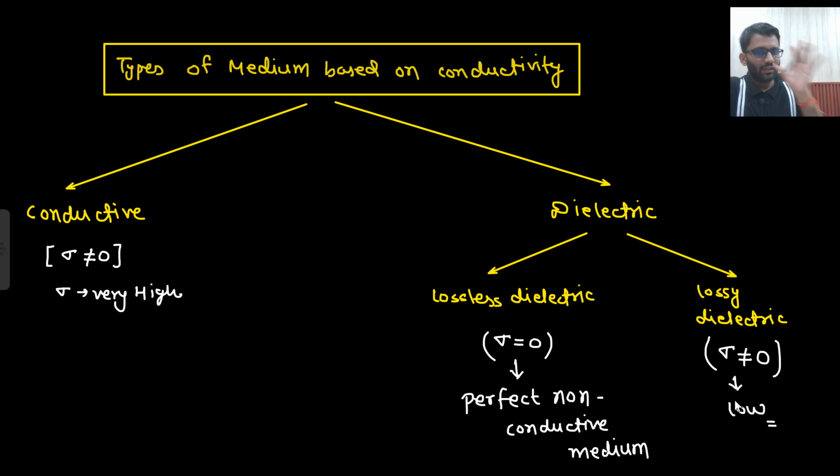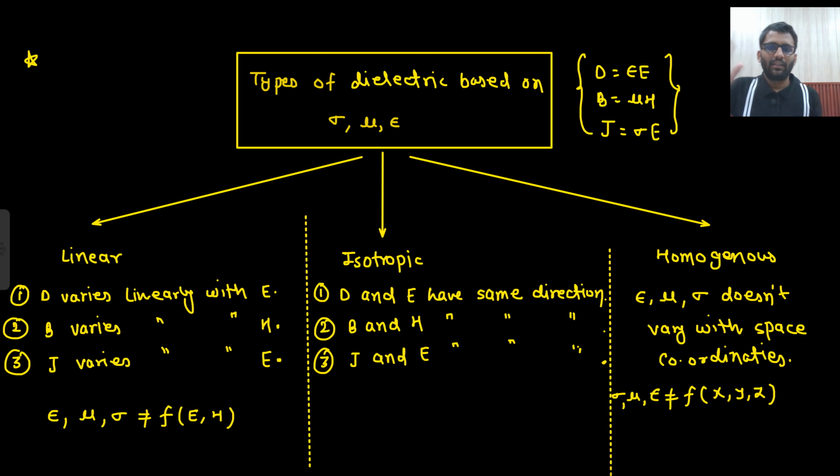Is that clear to you? You don't need to mug it up. These mediums will be used again and again. That's why we are studying it here. Is that clear? Okay. So as of now, do not mug it up. Just see that I know what is conductive medium, I know what is dielectric medium, I know what is lossless, I know what is lossy. That's it. Let's move ahead.